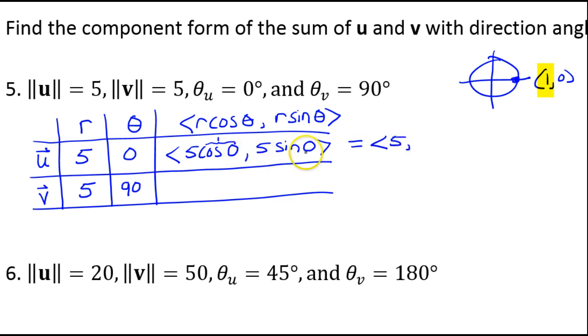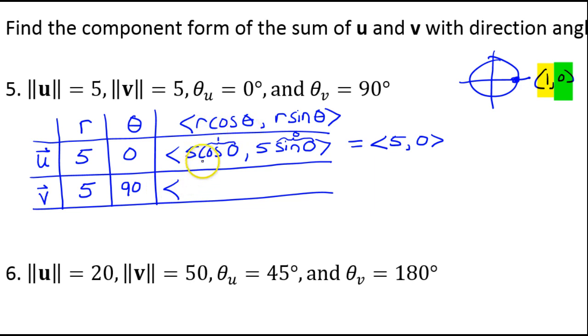Now what's the sine of 0? Well, the sine is the y value. That's the sine right there. So the sine is 0. So we're dealing with 5 times 0, which is 0. Alright, so for vector u, we have the component form 5, 0. Now what about vector v?